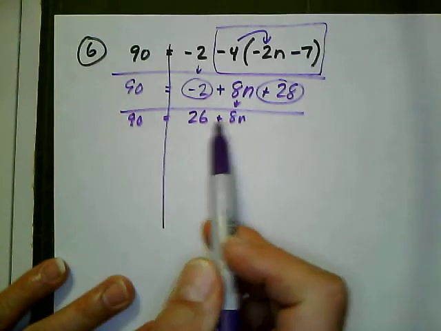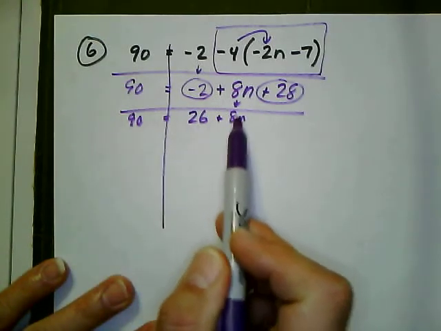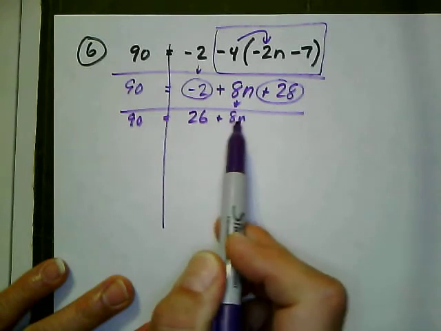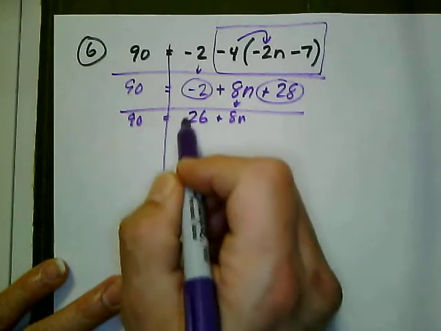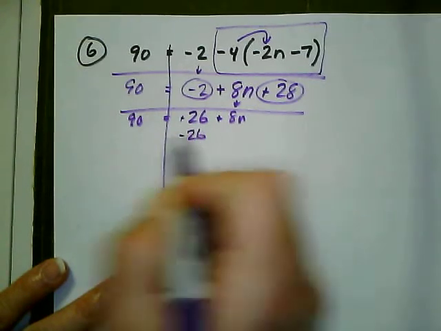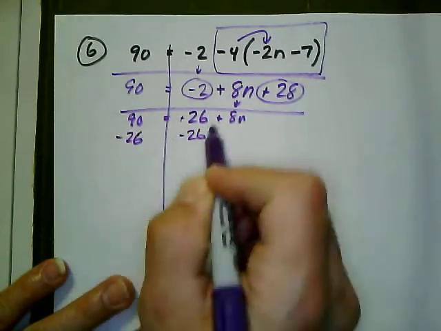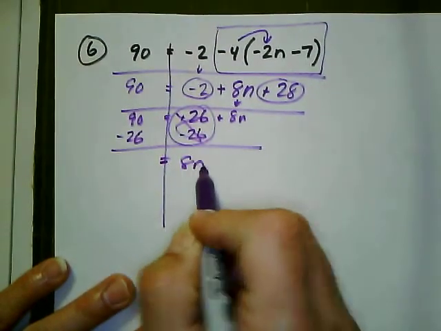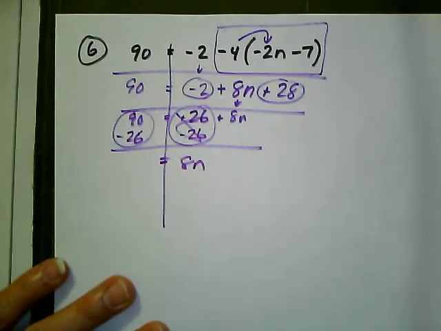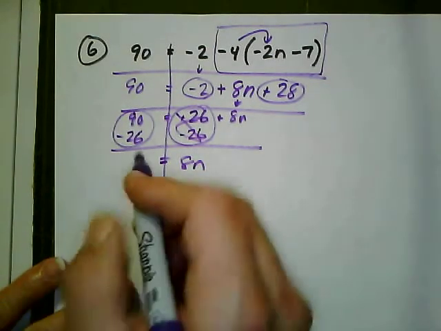But we will get rid of what's added or subtracted to the n. And that's how we know 8 is attached. You can see it's very attached. That's times. So that's our last step that we're going to do. So we're going to look at this one. Since this is plus 26, we're going to subtract 26 from both sides. We're left with 8n. And 90 minus 26.